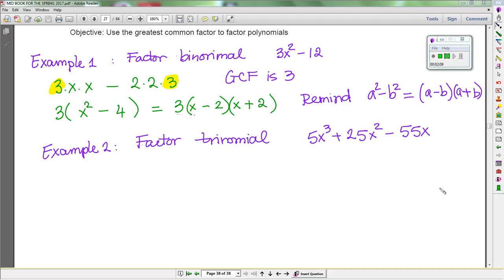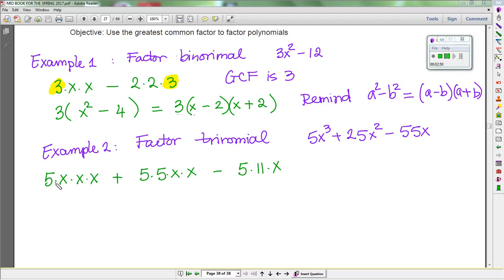Okay, so let's move on to example 2. Now we're given a trinomial, so there are 3 terms and we have to factor completely. We start by factoring each one of the terms. So 5x to the power 3 is 5 times x times x times x. Then 25 is the product of 2 primes, 5 times 5, x squared is x times x, and 55 is the product of 2 primes, 5 times 11, and then times x.